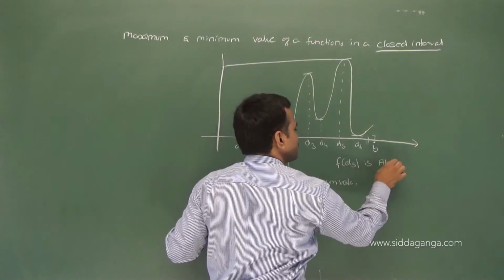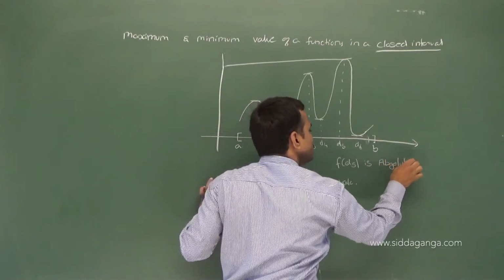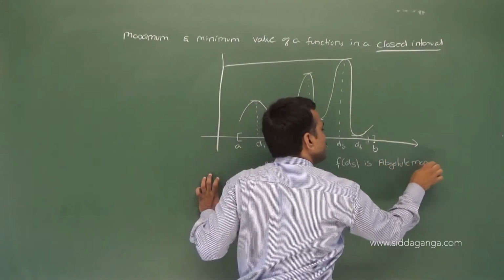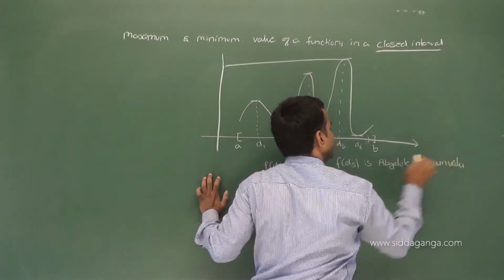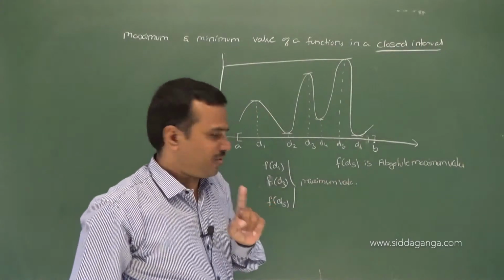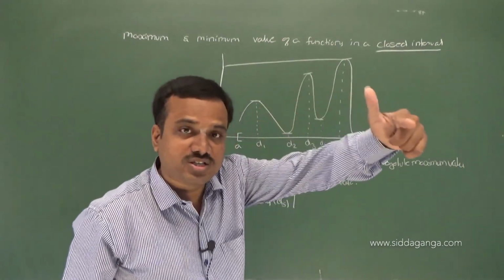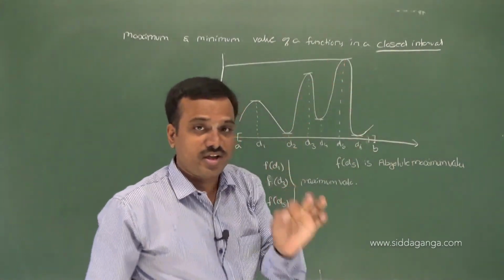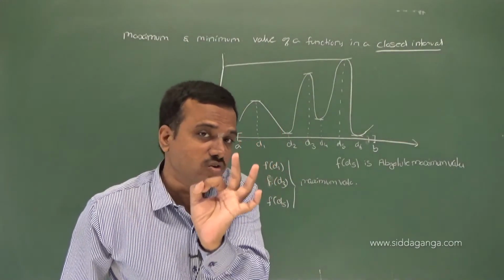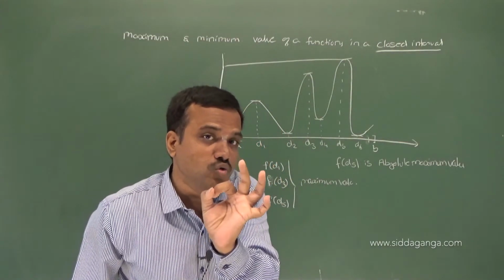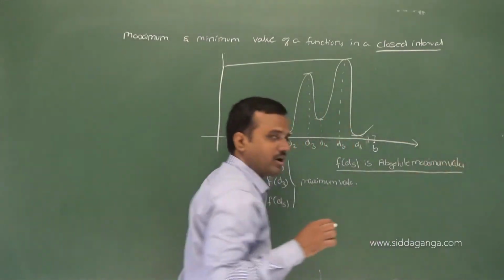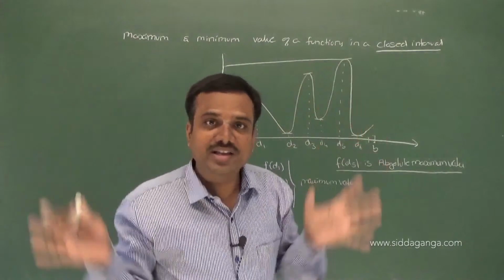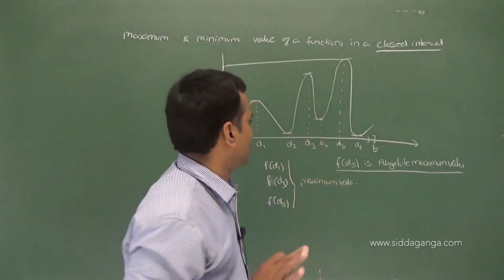That we call as the absolute maximum value. Among these three, which one is the highest value? F of D5. F of D5 we call as the absolute maximum value. Absolute means the highest maximum value.